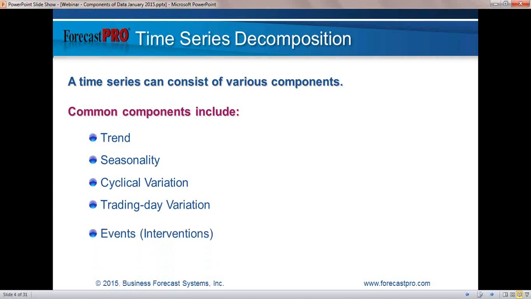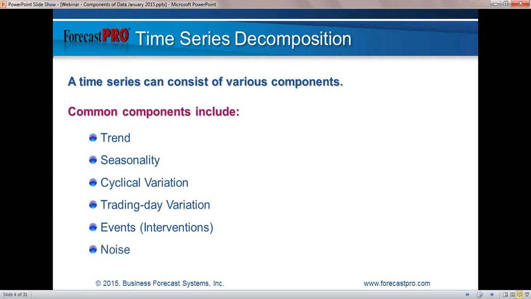Another one that we're going to look at is events. So these are things that hit the data, that have an impact, and then generally go away. Sometimes these are referred to as interventions as well. Product promotions would be a good example of this, or a business interruption, something that occurs, it has a definite impact on demand, and then it dissipates.